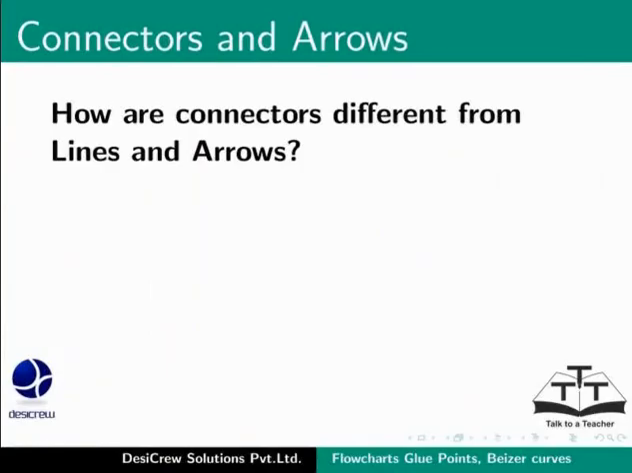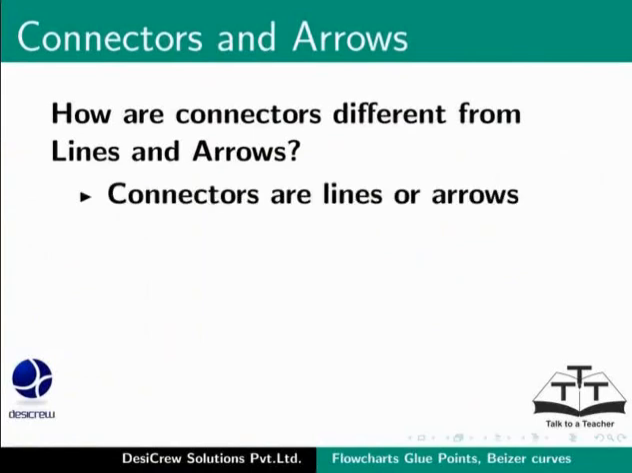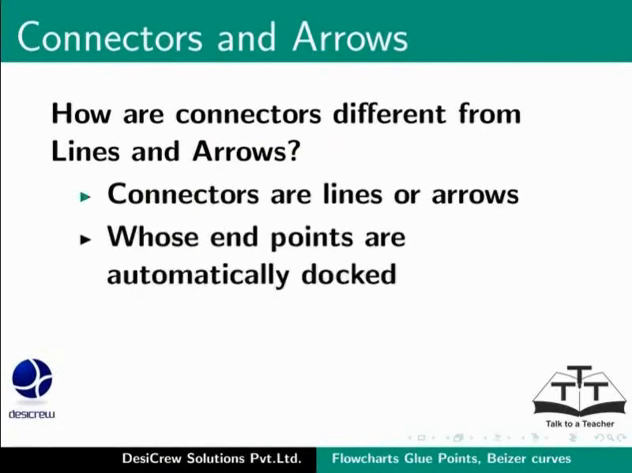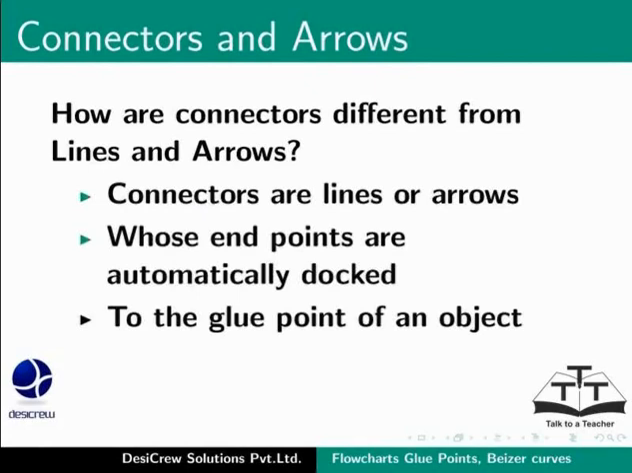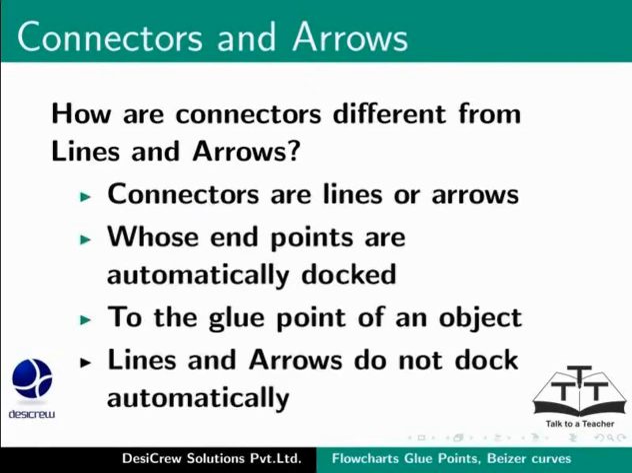How are connectors different from lines and arrows? Connectors are lines or arrows whose endpoints are automatically docked to the glue points of an object. Lines and arrows, on the other hand, do not dock automatically.